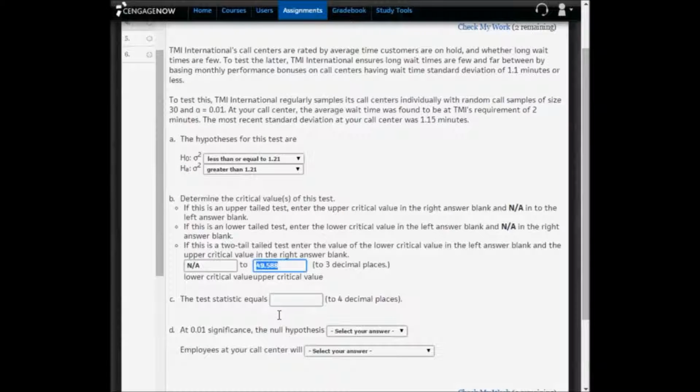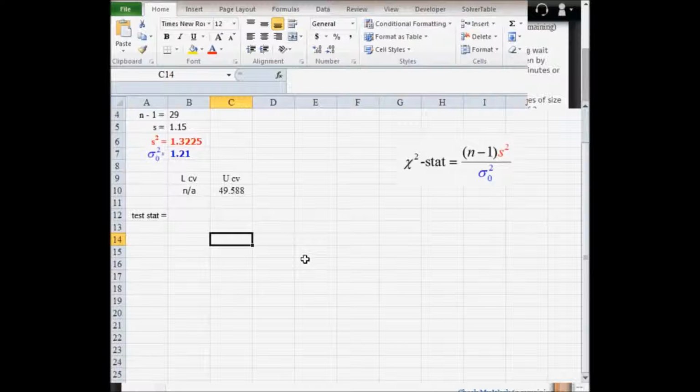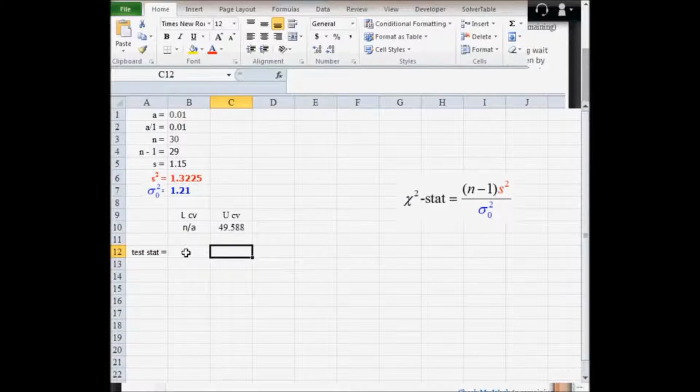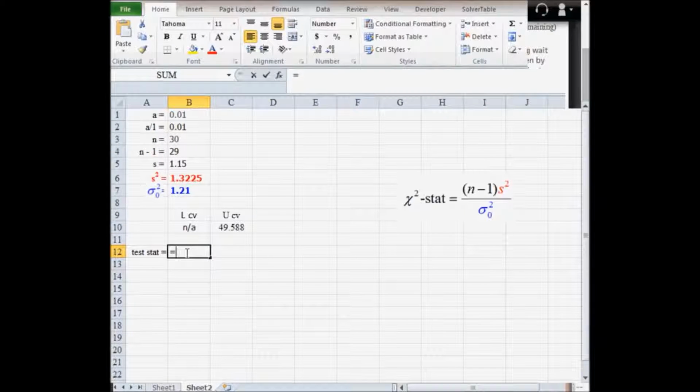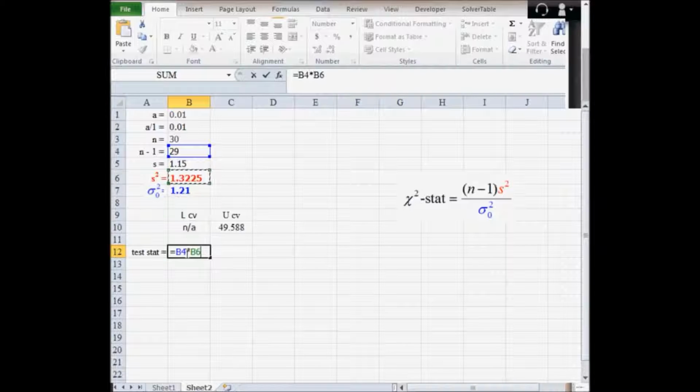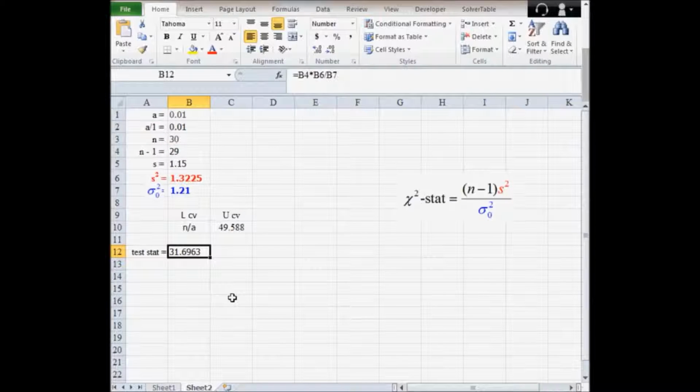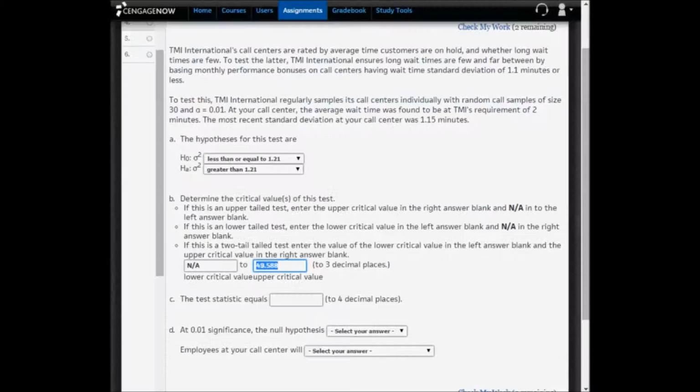The next thing on the docket is to calculate the test statistic. To calculate the test statistic, we take the degrees of freedom, multiply that by the sample variance, and divide that by the hypothesized variance. So our test statistic is 31.6963. I'm going to copy that into Cengage now.